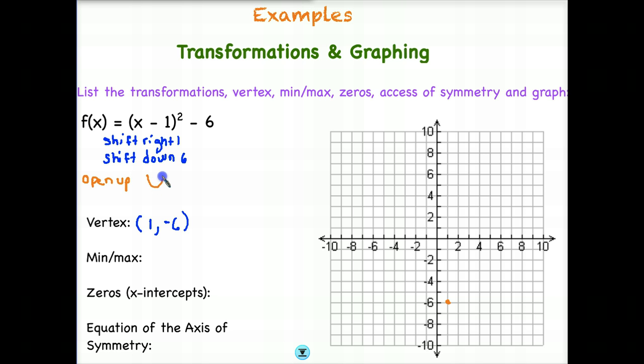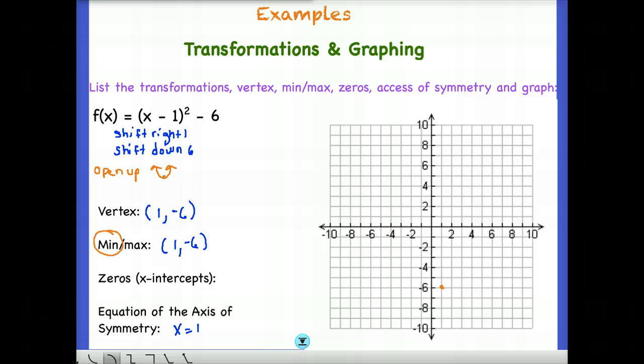Okay, so it's going to look like this, which tells me that I have a minimum value, not a maximum. And my minimum will always be my vertex. So that is 1, -6. I'm going to wait on my x-intercepts, but I can do the equation of the axis of symmetry.